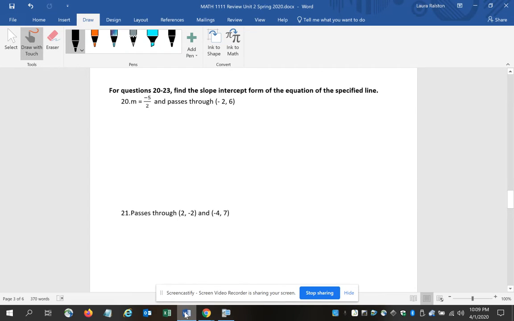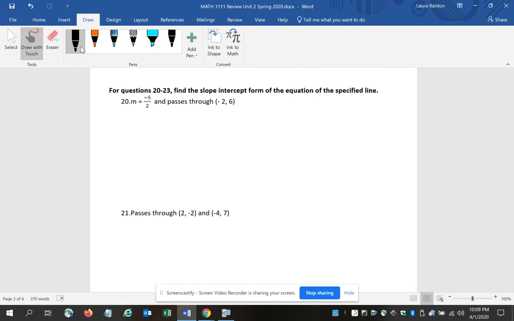All right, I'm picking up with the Unit 2 review for Math 1111 College Algebra, and I'm picking up with question number 20 on the review sheet, and the next four questions, 21 through 23, deal with linear functions and specifically writing the equation of a line. So the instructions overall say find the slope-intercept form of the equation of the specified line.